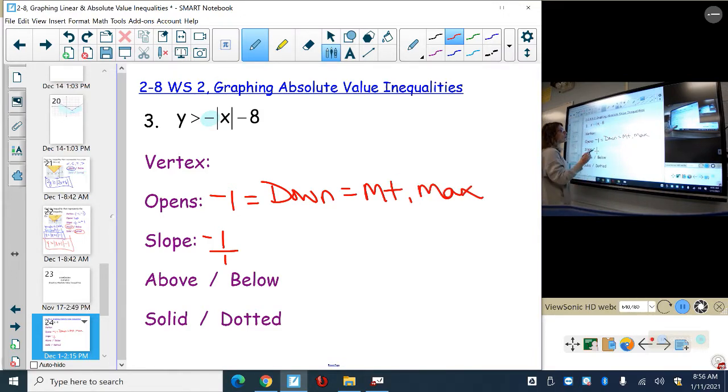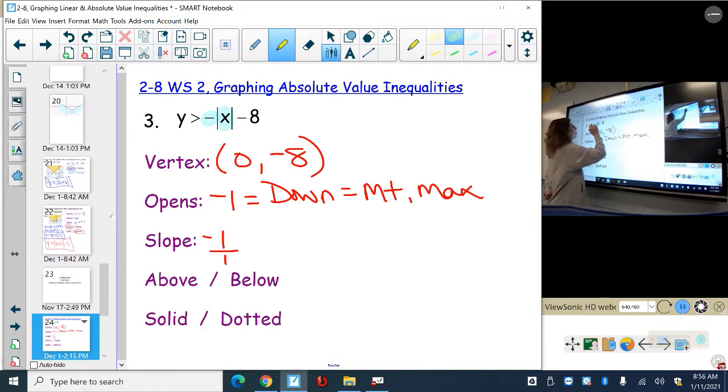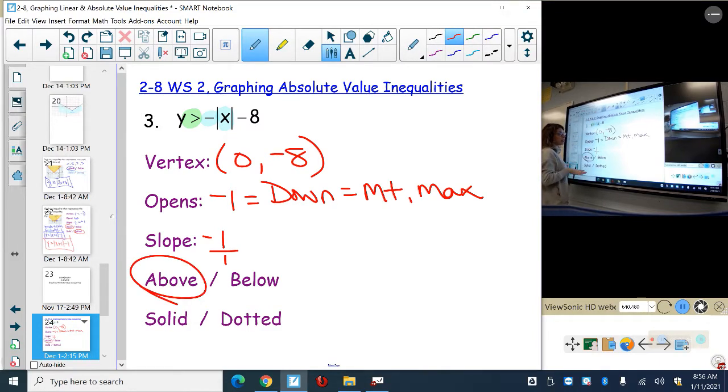Okay? Your vertex, there is nothing in the inside of that, so that nothing represents 0, -8. Okay? So now, is this supposed to be above or below, solid or dotted? So I'm going to look at this symbol right here, which is strictly greater. Greater than means above, and is it solid or dotted? It cannot be that value, so it's just going to be dotted.